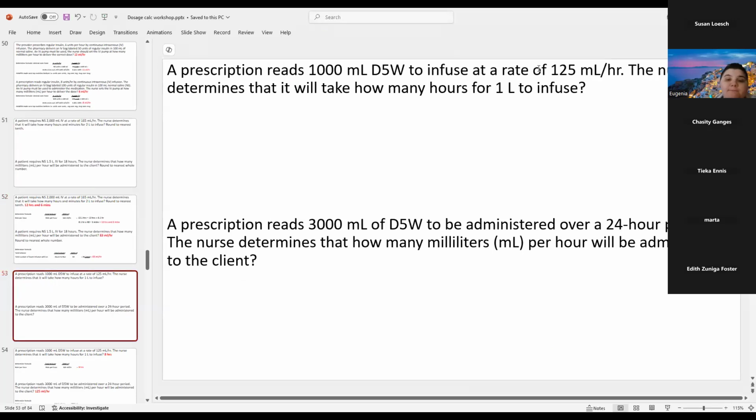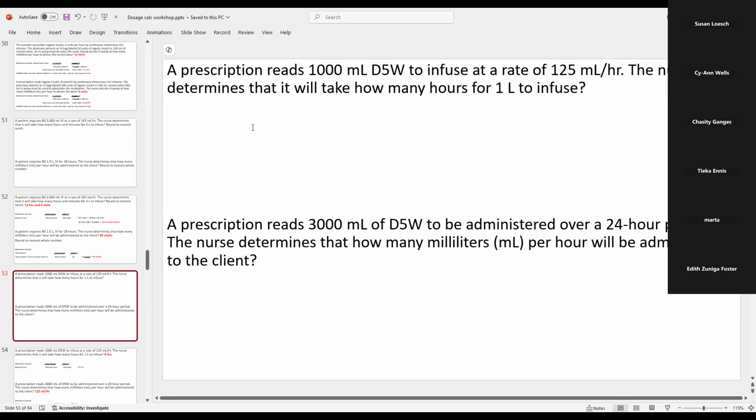Okay, now we're going to try the same thing, okay? So the nurse determines how many hours it'll take for 1 liter to infuse. You have 1,000 milliliters. It's running at 125. How long is it going to take for this to infuse? You can go ahead and give me an answer once you got it for the top one. 8 hours. Okay, 8 hours.